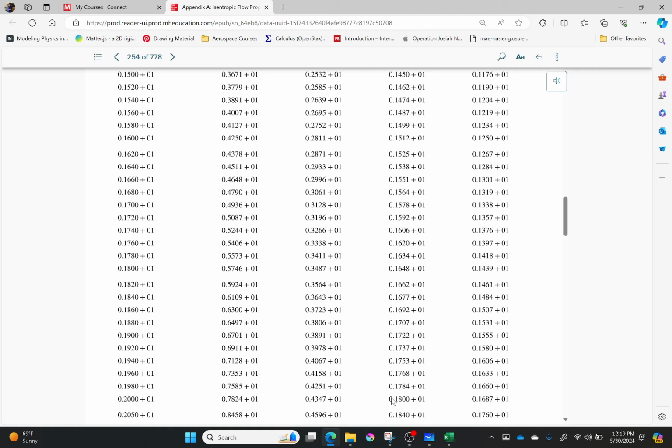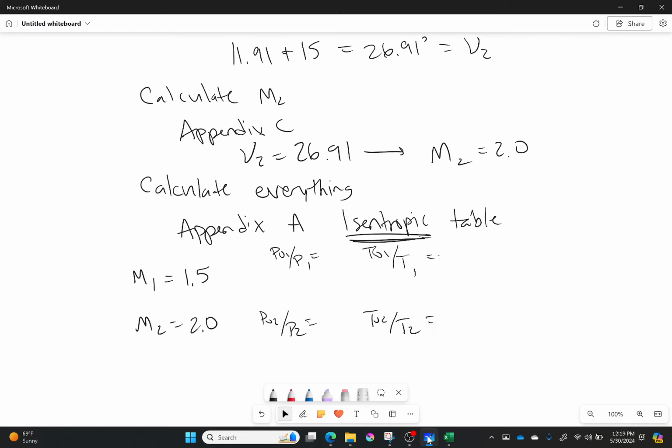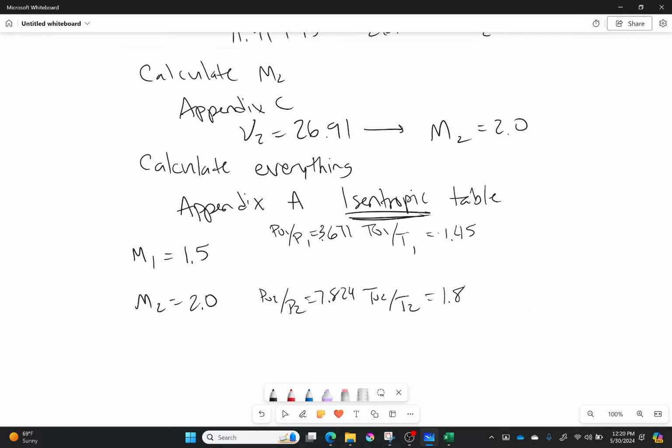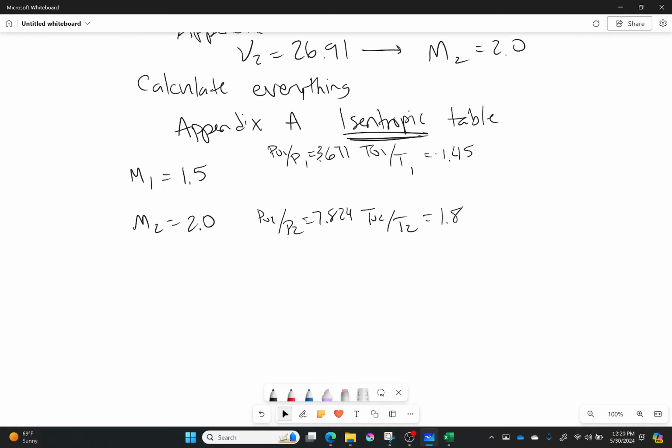Now I'm going to write down all these numbers for you, so I'm going to jump back there, but I will give you all the numbers so you'll see them. I just wanted to show you where they came from. Don't take my word for it. Make sure that you know where the stuff comes from. So I get 3.671 for that, and 1.45. And then I get 7.824 for that one, and then I get 1.8 right there. So I have all my values, and using that, I can then keep moving forward and calculate all the properties that I need for this expansion fan.